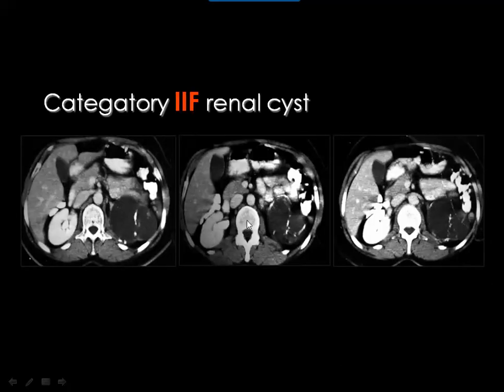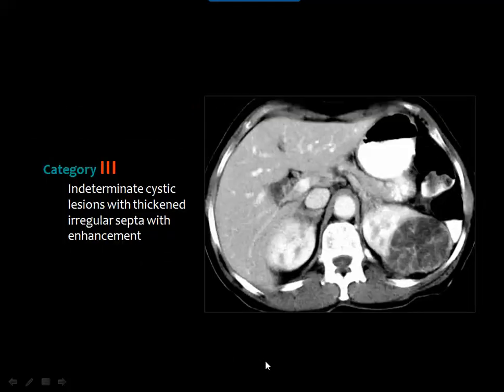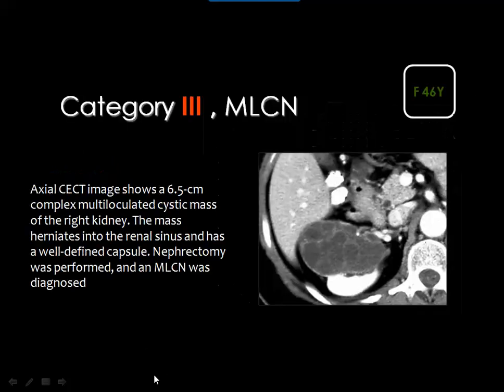And these are the remaining images of the same cyst. You see internal septations, too many, with mural calcification in the outer wall of the cyst as well as in the septations. Category number 3, there are more internal septations and they are thick and they are enhancing. So if you see a cystic lesion with internal septations that are thicker and enhancing, this is category number 3.